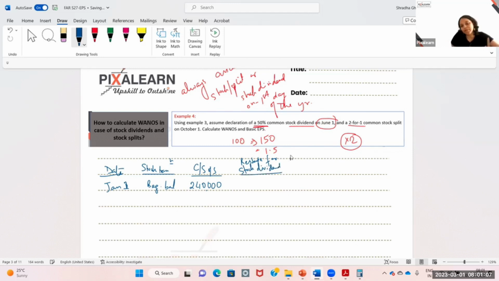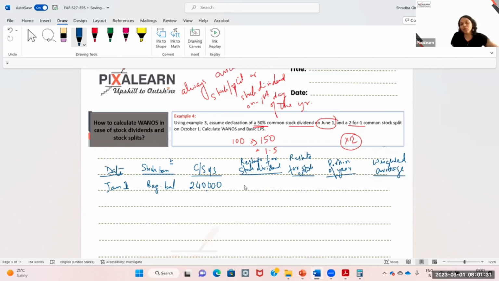And then we restate it for the stock split. Okay. And then we need to know for what portion of the year it is outstanding. If we know the portion of the year, we can easily calculate the weighted average. Is this clear?